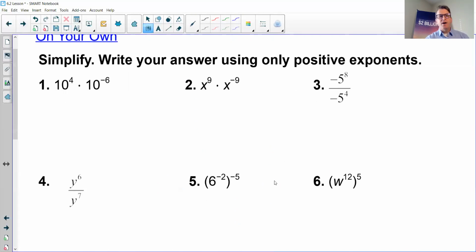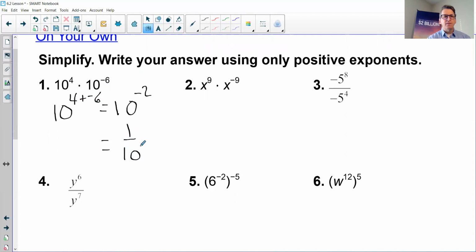Okay, quite a few on your owns here. I'll go at a pretty good pace here. Same base of 10. We're going to add the 2 exponents. So 10 to the 4 plus negative 6 is equal to 10 to the negative 2. And with that in mind, 10 to the negative 2 is equal to 1 over 10 to the 2nd power.